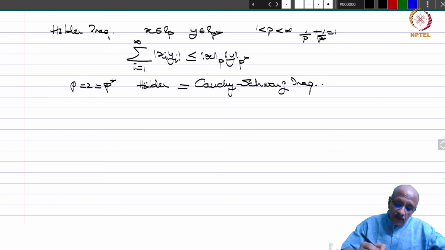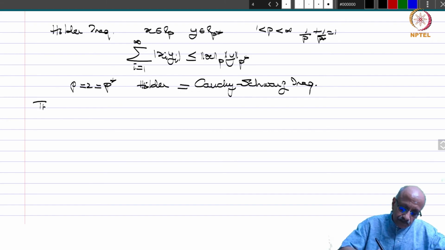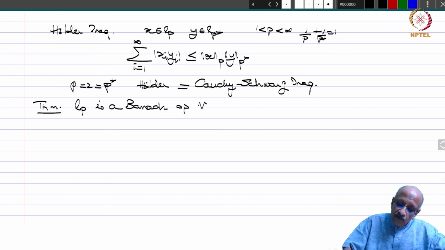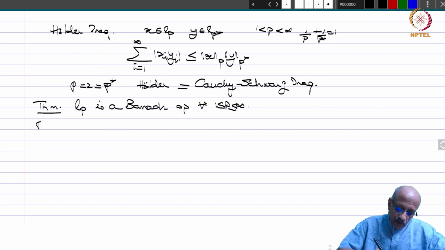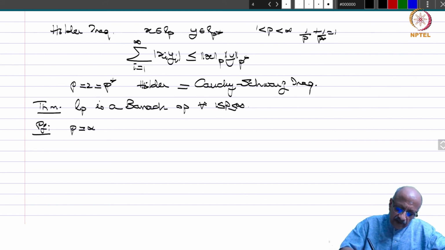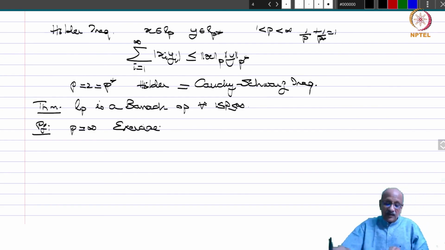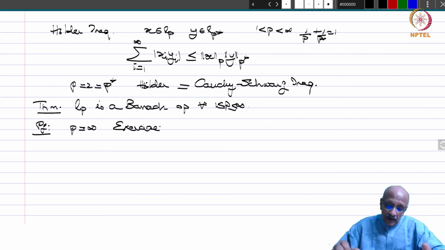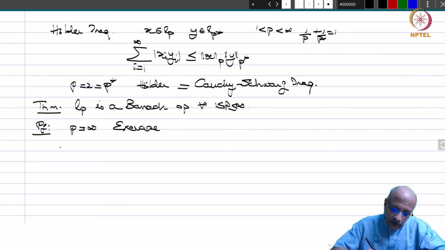Okay. So finally, theorem. l^p is a Banach space for every 1 ≤ p ≤ infinity. So proof. For p equals infinity, I will leave it as an exercise. This is again much easier than the previous one.